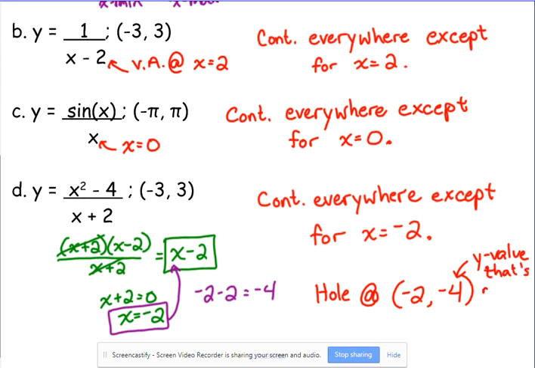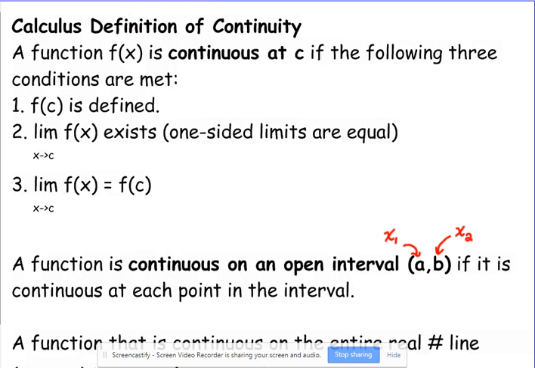Like I said, that will come up again later, so you want to kind of keep that in the back of your mind, okay? Now, let's look at the calculus definition of continuity.